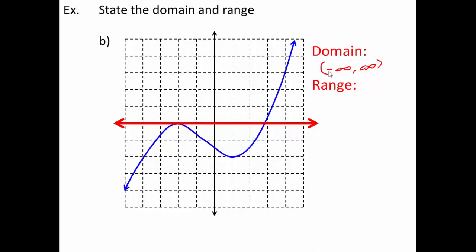Now for the range, I can think of it in the same way. The arrow goes down forever, it goes up forever, so I know my boundaries are going to be negative infinity and positive infinity. And between the bottom and top of the graph, once again, it's perfectly continuous, so I am going to be using the entire y-axis. So once again, I have negative infinity to positive infinity for the range.